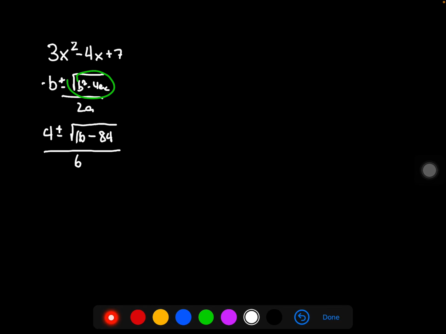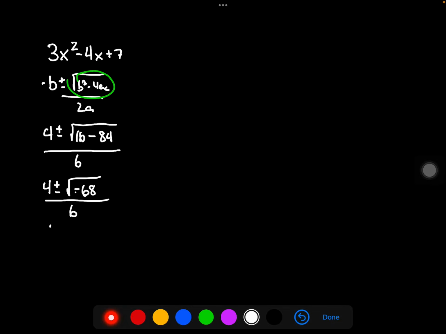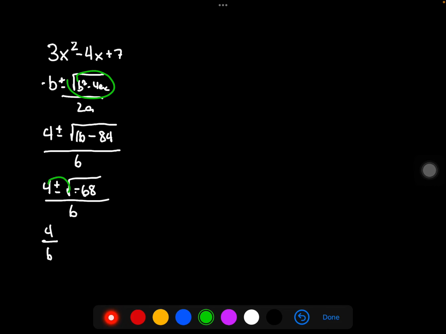And from here we'll just go step by step and simplify. So this is 4 plus or minus the square root of 16 minus 84. Well, 84 minus 16 is 68. We'll just turn that negative, negative 68. Still divided by 6. Continuing along, now I can split up the two parts of our fraction. If I've got two parts in the numerator and only one common denominator between those two parts, I've got addition and subtraction here, which means I can split this up into two fractions.